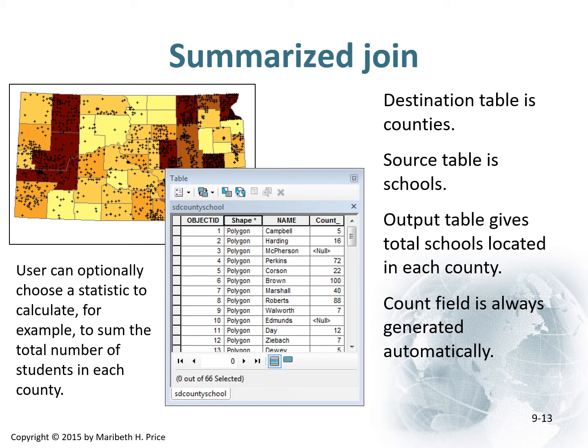The destination table is counties. The source table here is schools, and the output table gives the total schools located in each county. The count field is generated automatically. That tells you how many schools there were in the county, and then all the other data would be summarized. So it could be sum or median or minimum or maximum or any number of values, but those would come from that group of schools in said county.